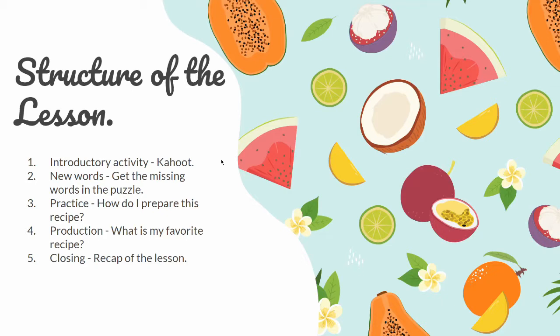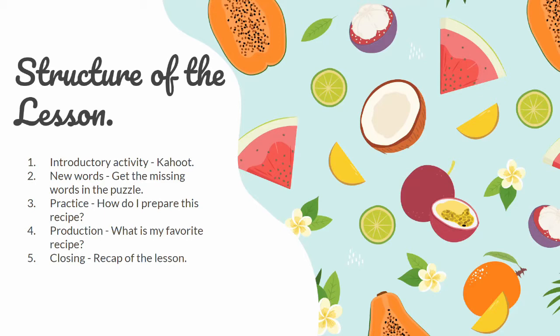In the first two games, the Kahoot and the word puzzle, we're going to be learning some quantifiers. We're going to see what quantifiers are, how we can use them, and also some vocabulary that we will be using in today's lesson. After we finish those two games, we're going to practice how to prepare a recipe. I will be giving some instructions or showing some images, and then you will tell me the amount that we need to prepare certain recipes.